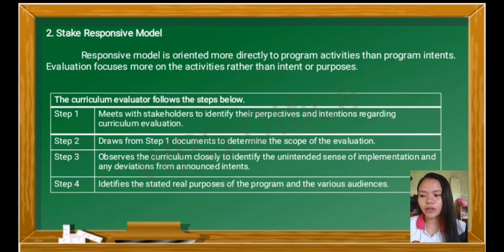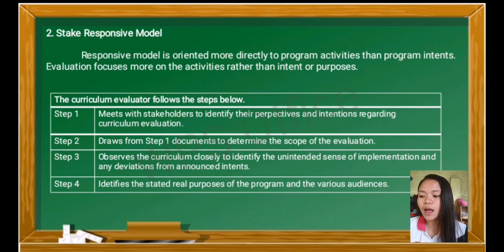So now let's proceed to the second, Stake's responsive model. The responsive model is oriented more directly to program activities than program intents. Evaluation focuses more on the activities rather than intent or purposes. Robert Stake in 1975 recommended the following steps to the curriculum evaluator.